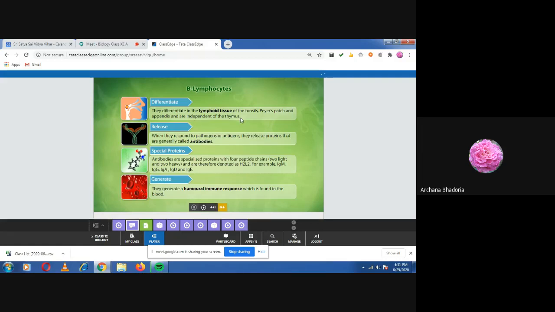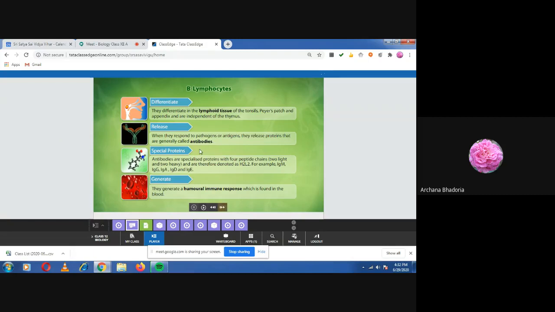तो रिमेम्बर, बी लिम्फोसाइट्स, वो लिम्फोसाइट्स बोन मैरो में बन के कहाँ पहुंचने वाले हैं? इन जगह पर टॉन्सिल्स में पहुंचेंगे, पेयर्स पैचेस एंड अपेंडिक्स, and they will not be affected by the thymus. They will have no role in the differentiation process of the thymus. Is it very clear this point? Speak up, students.